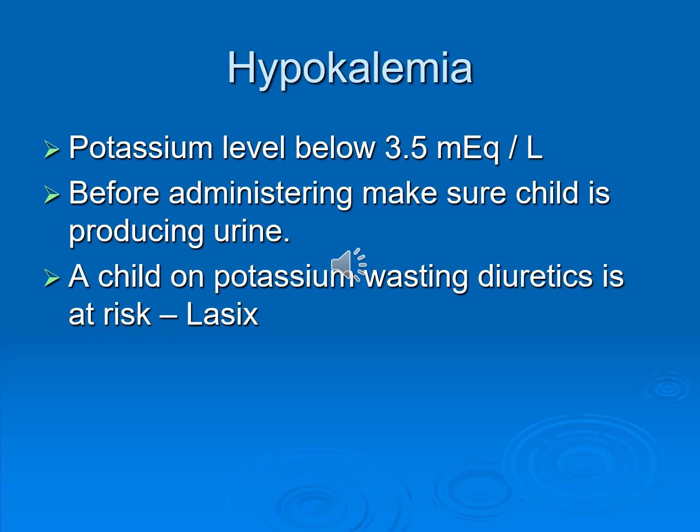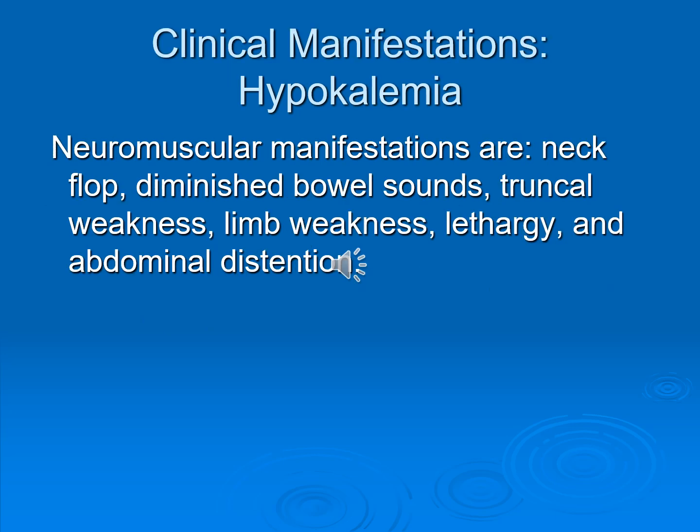So what do we do if potassium is low? We're going to give potassium, right? But make sure before you administer any potassium that the child is producing urine. A child on potassium wasting diuretics is also at risk. And those examples are things like Lasix. With hypokalemia, you will see neuromuscular manifestations. Those things are neck flop, diminished bowel sounds, truncal weakness, limb weakness, lethargy, and abdominal distension.